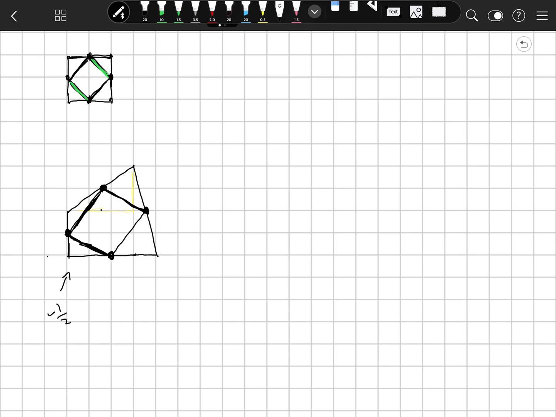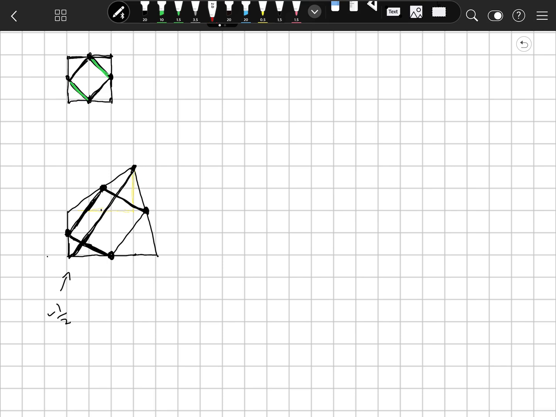Okay, so with that said, I guess the big question is why? Why does this work every time? Why do you always get a parallelogram? So what I'm going to do is I'm going to draw another line, a diagonal, from here to here. And that diagonal has kind of broken this shape up into two triangles.